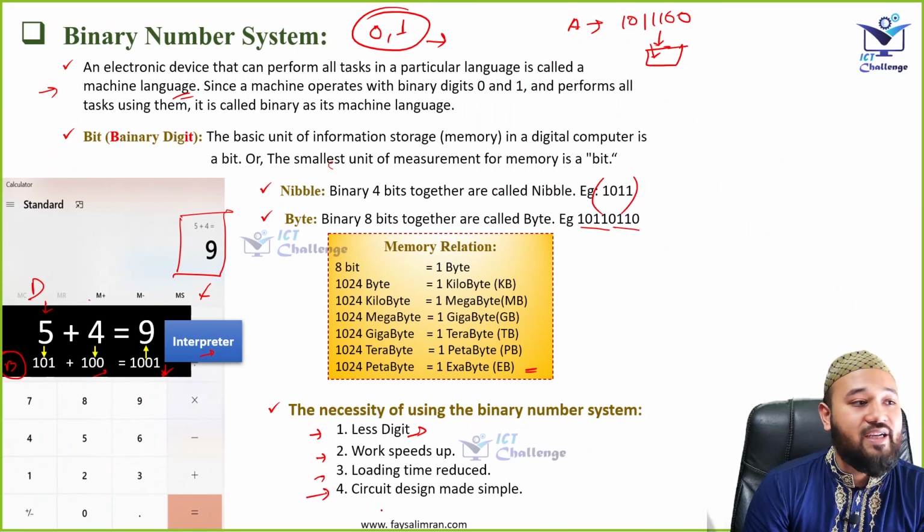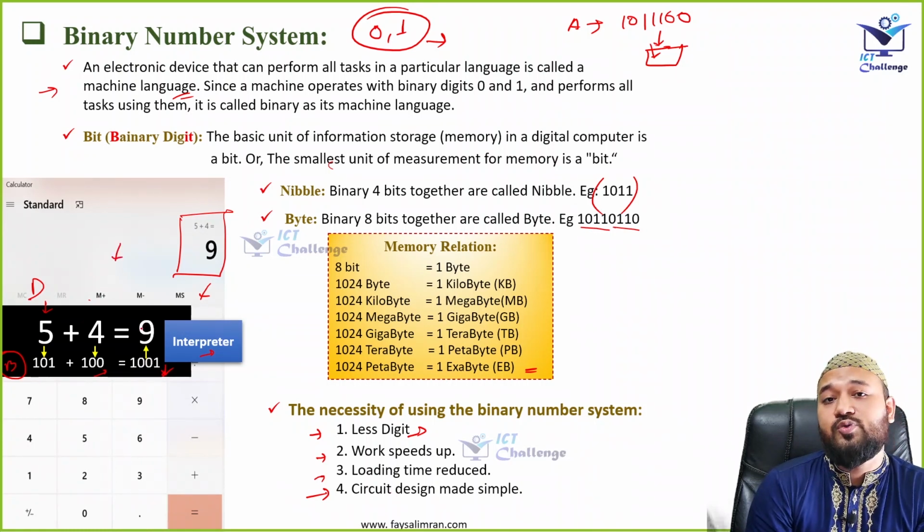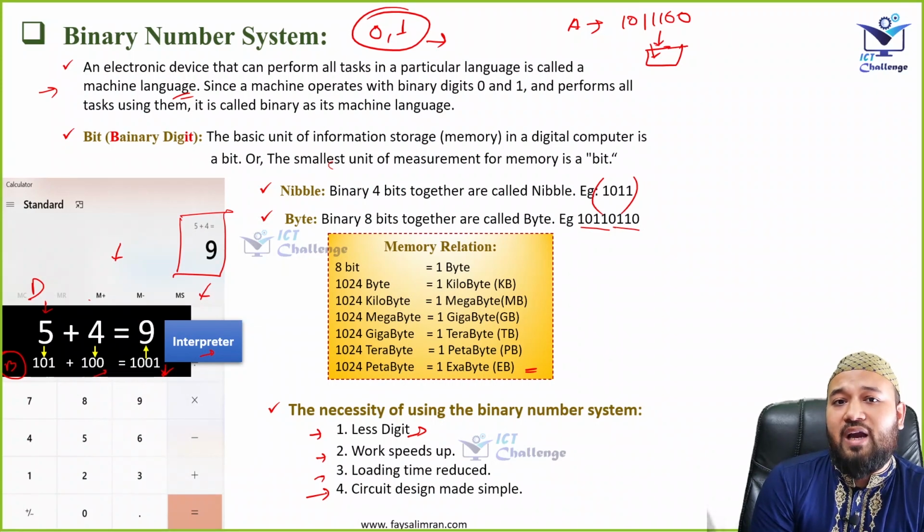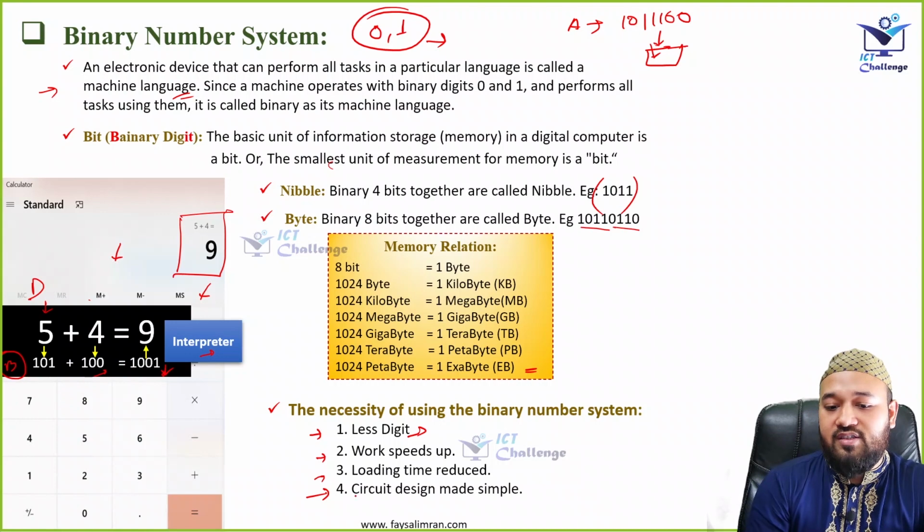Number 4, circuit design made simple. If we use the decimal number system inside an electronic device, we have to use 10 different digits, 0 to 9, and the circuit becomes larger than binary, right? Because binary only has 2 digits, where decimal has 10 digits. In this technological world, we just want nano kinds of devices, like nano mobile, nano chip. So we have to use a smaller circuit design. That's why we need to use the binary number system to design the circuit simply.